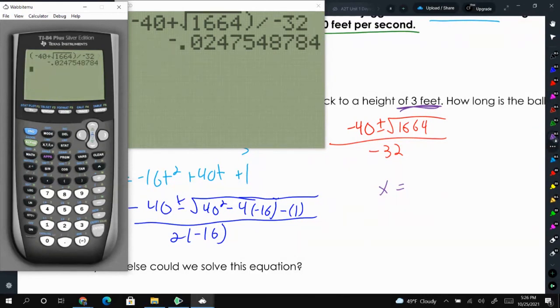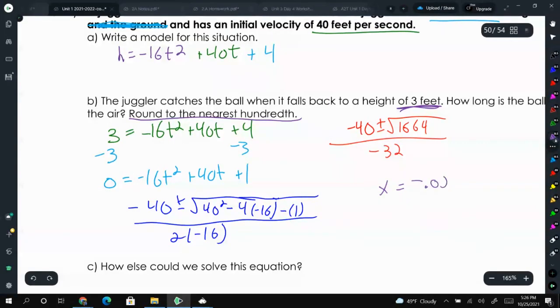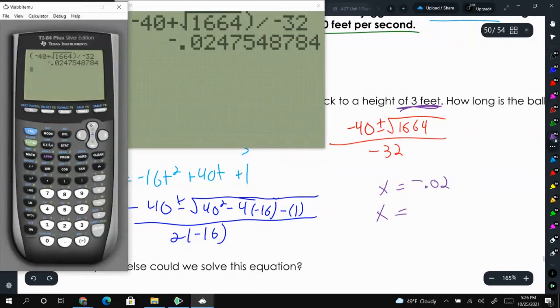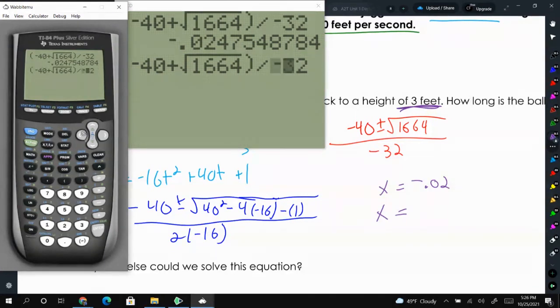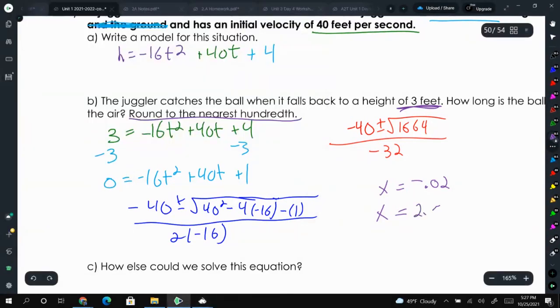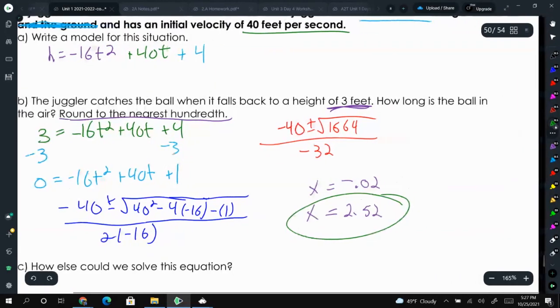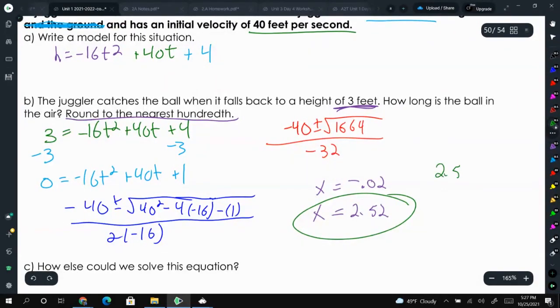So we get negative 0.02. We can't really have negative times, so I know that's probably not going to be the correct answer. So then minus, we get 2.52. So the positive one is the one we want. The answer is going to be 2.52 seconds.